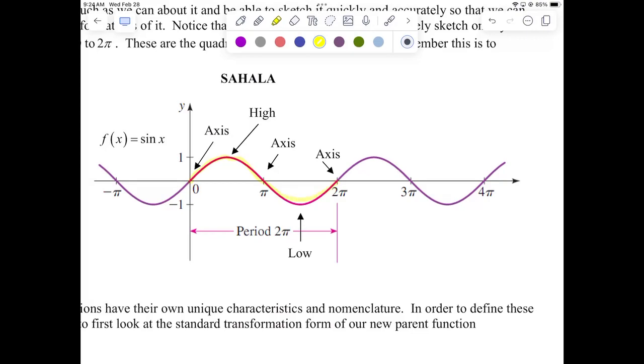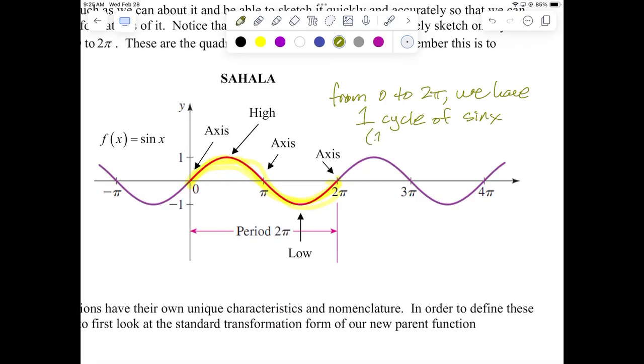Highlight this from 0 to 2 pi. Highlight it from 0 to 2 pi over and over again. This is called from 0 to 2 pi. From 0 to 2 pi, we have what we call one cycle of sine of x. Okay? So every length of the period, one length of the period, is called a cycle.